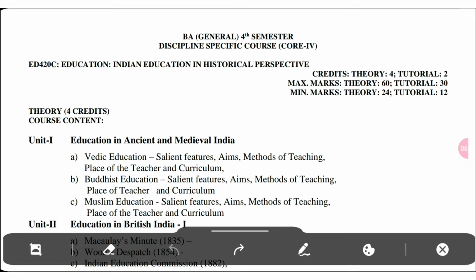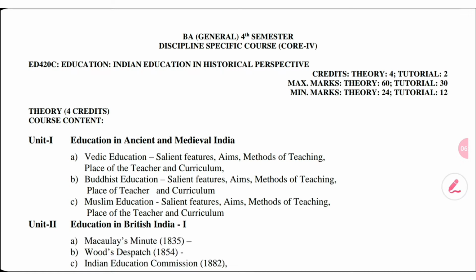And in this we have A. Vedic education, its salient features, aims of education during the Vedic period, methods of teaching, place of teacher and curriculum. B. Buddhist education, salient features, aims, methods of teaching, and then we have place of teacher and curriculum during Buddhist education. And in C. Muslim education, salient features of Muslim education, aims of Muslim education, methods of teaching, place of teacher and curriculum.